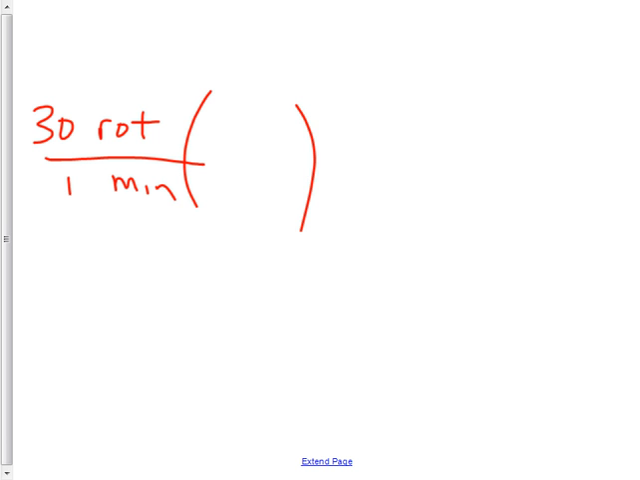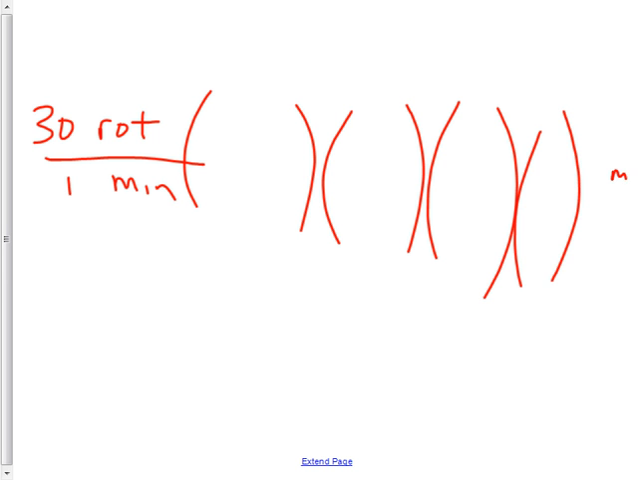Now, you do not need to use a calculator for this. I want you to just try to set it up. 30 rotations per minute. That's one of the most important things, is knowing how to write that. Then you've got to multiply by a bunch of stuff so that it turns into miles over hours at the end. That's how you set it up.